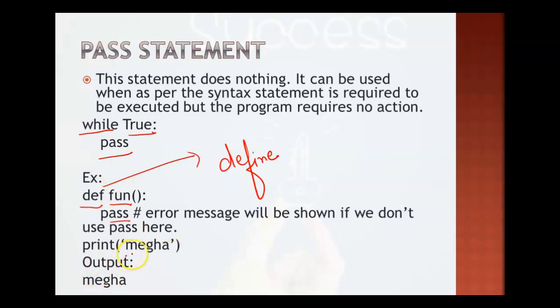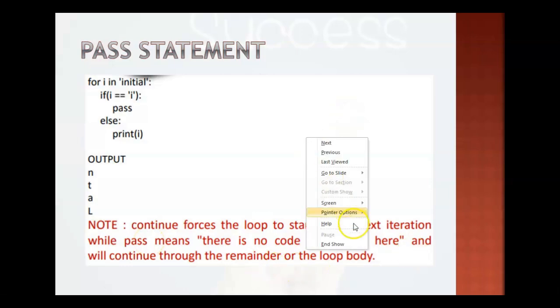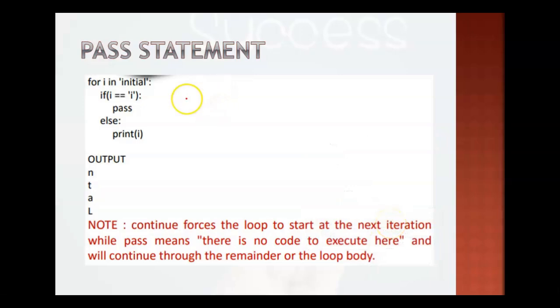So the output is here mega only, because when it goes to this function, nothing is there, so that will be passed from this function to this statement and it will display mega. Okay, so we can try to understand it with respect to one more example. And here, with respect to a condition, I am trying to explain the use of this pass.